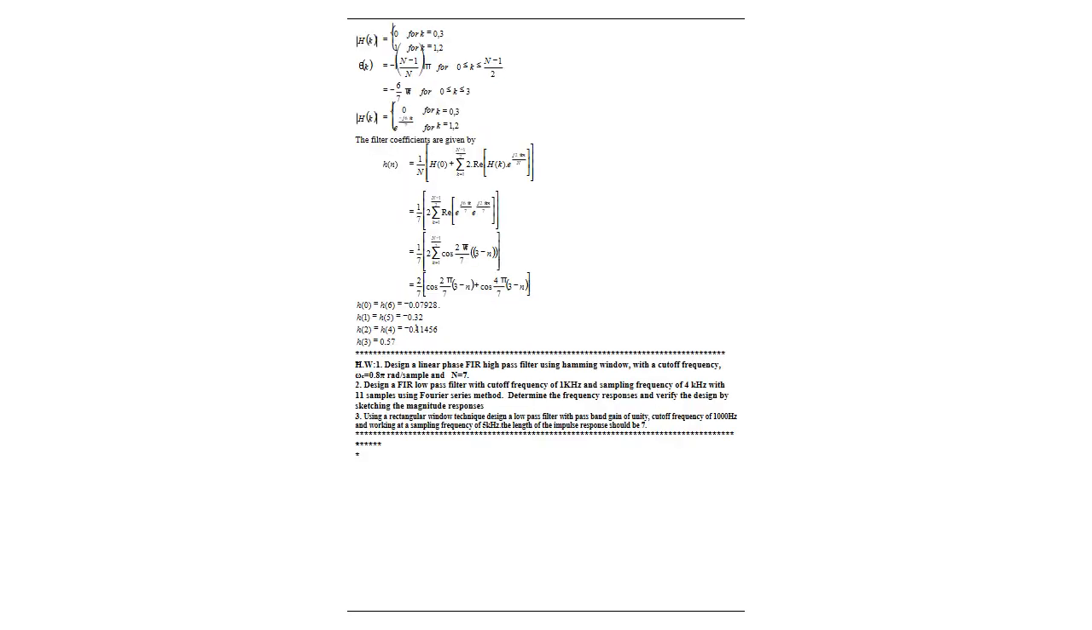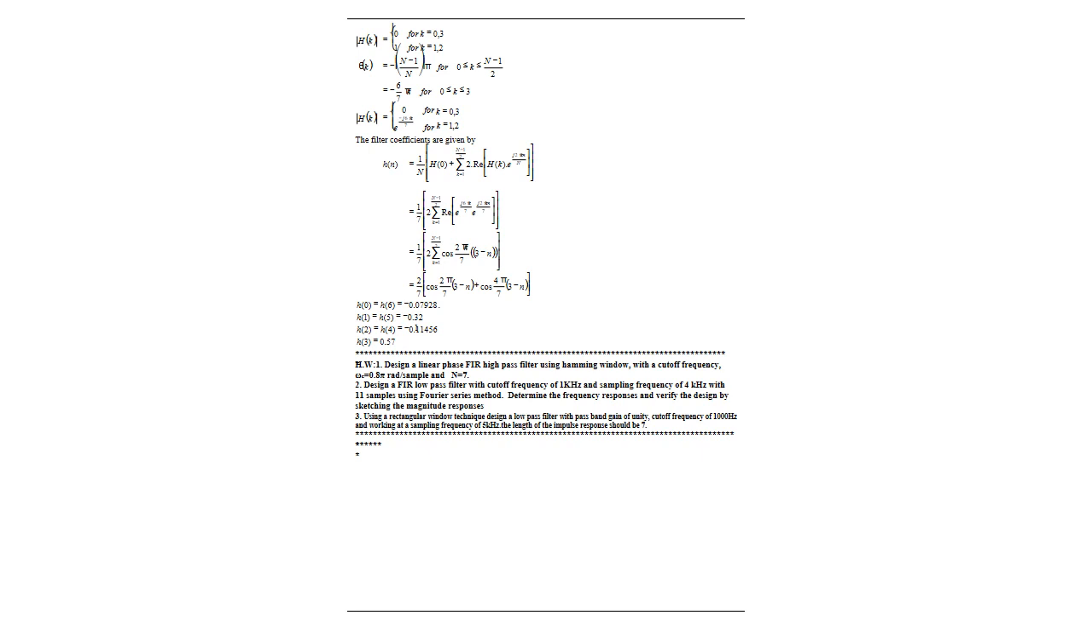So h of k is equal to 0 for k equal to 0, 3, and 1 for k equal to 1, 2. So theta of k is equal to minus (n minus 1) by n pi k for 0 less than or equal to k less than or equal to n minus 1 by 2. So there is minus 6 by 7 pi k for 0 less than or equal to k less than or equal to 3. So modulus h of k is equal to 0 for k equal to 0, 3 and e to the power of minus j 6 pi k by 7 for k is equal to 1, 2.